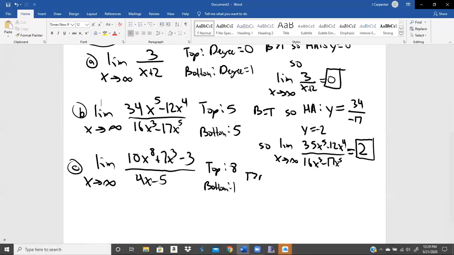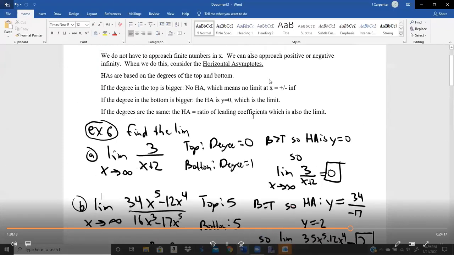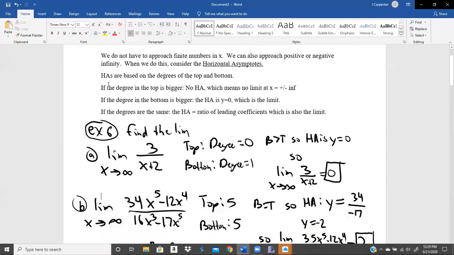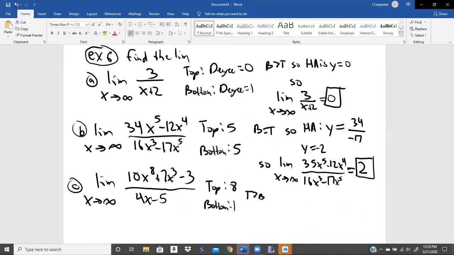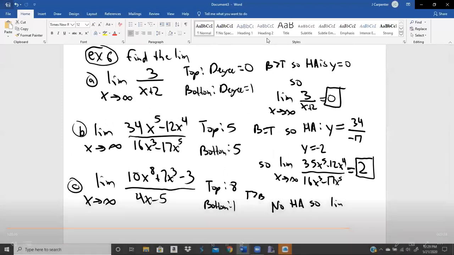The top degree is bigger than the bottom, which under those cases is the third one, or the second one. No, I'm sorry, the first one. The third one that we haven't used. We've seen the first 2 types. This is the third type, which was the first one we wrote. If the degree in the top is bigger, there is no horizontal asymptote. So there is no horizontal asymptote. So the limit does not exist.